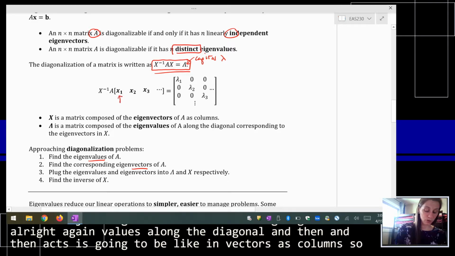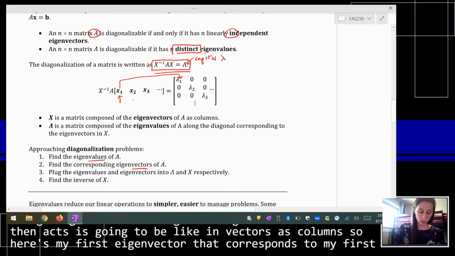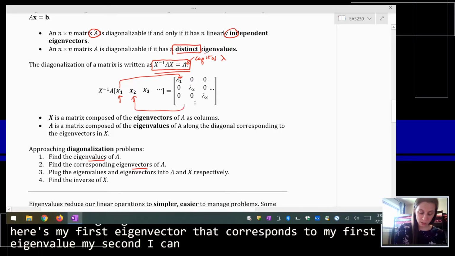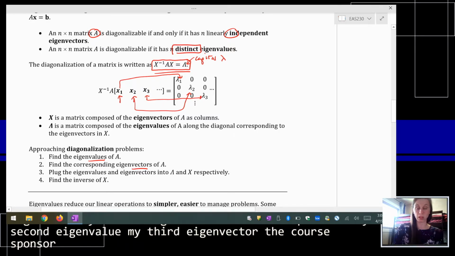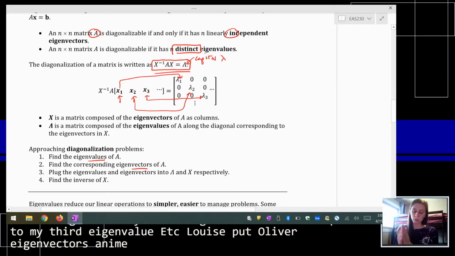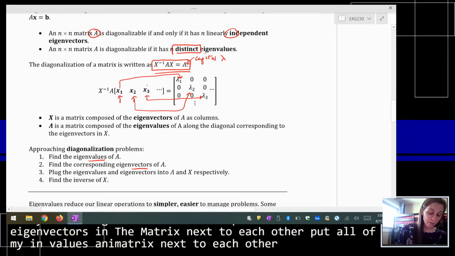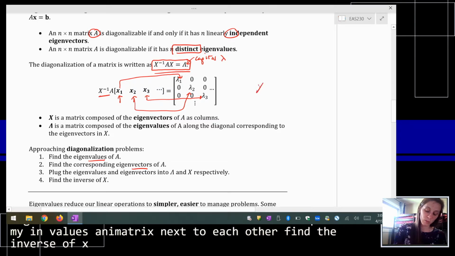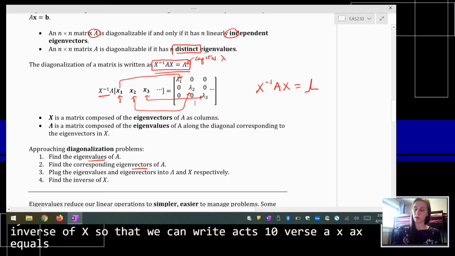So here's my first eigenvector. That corresponds to my first eigenvalue. My second eigenvector, that corresponds to my second eigenvalue. My third eigenvector, that corresponds to my third eigenvalue, etc. So we just put all of our eigenvectors in a matrix next to each other, put all of our eigenvalues in a matrix next to each other, find the inverse of x, so that we can write x inverse A times x equals lambda. And it turns out that this is true.